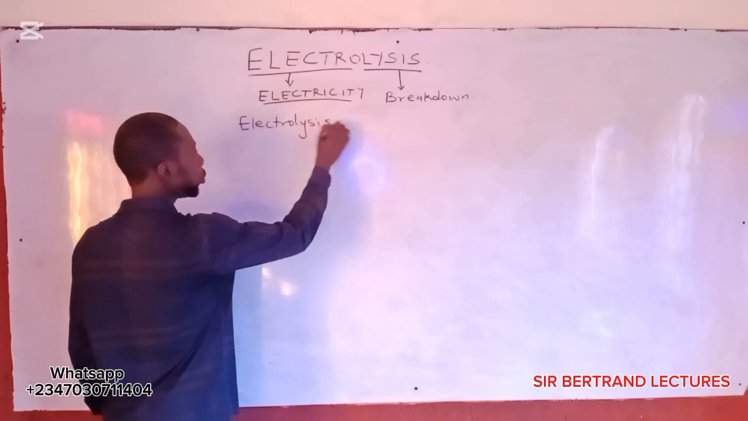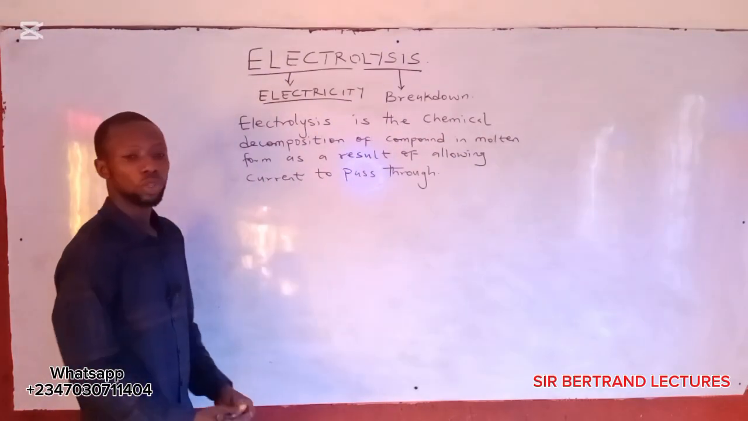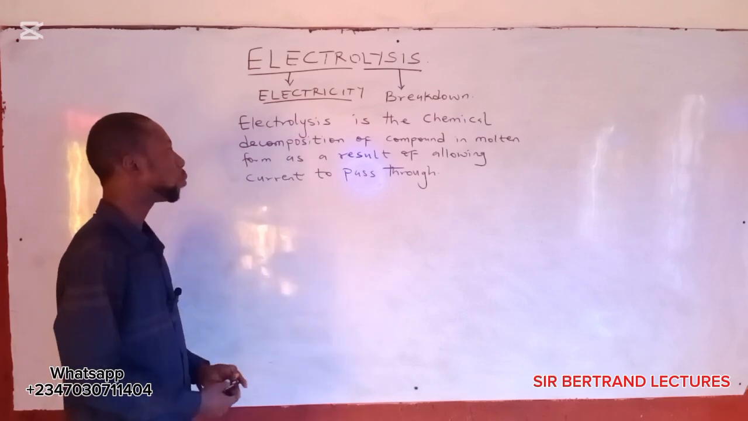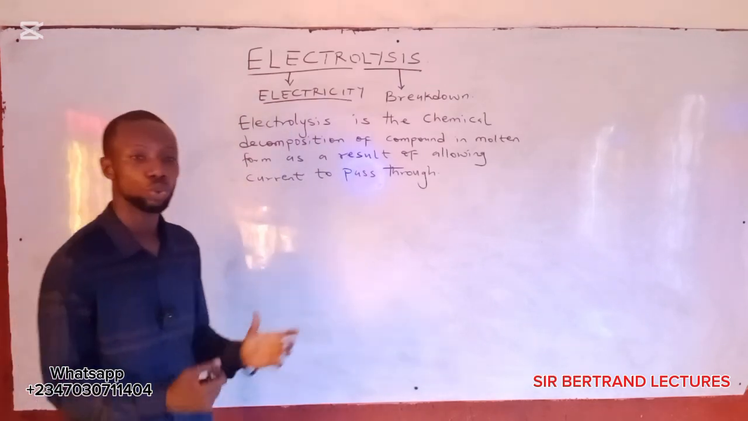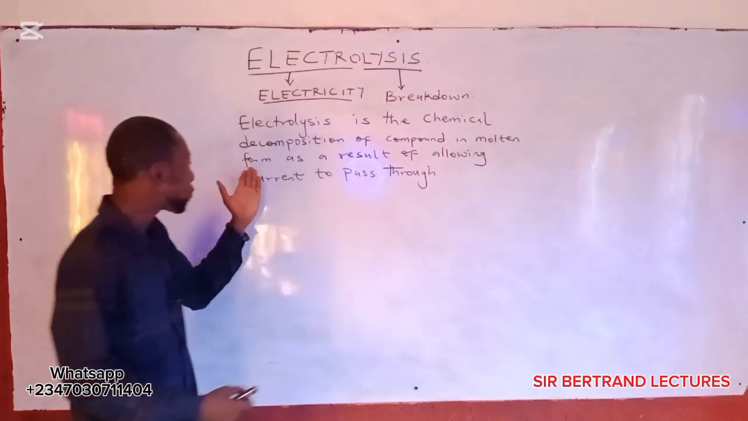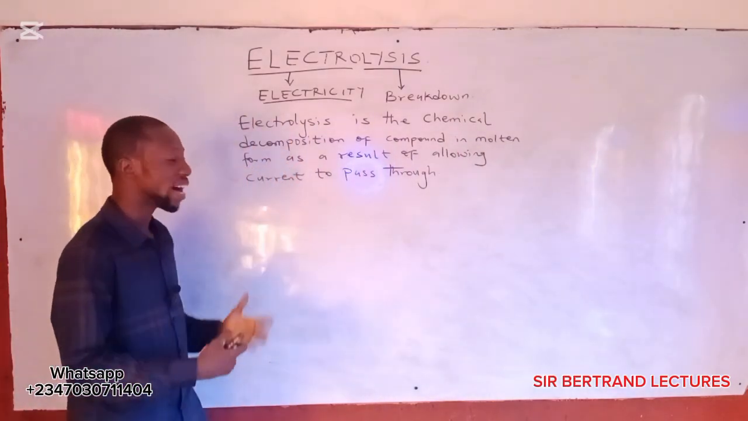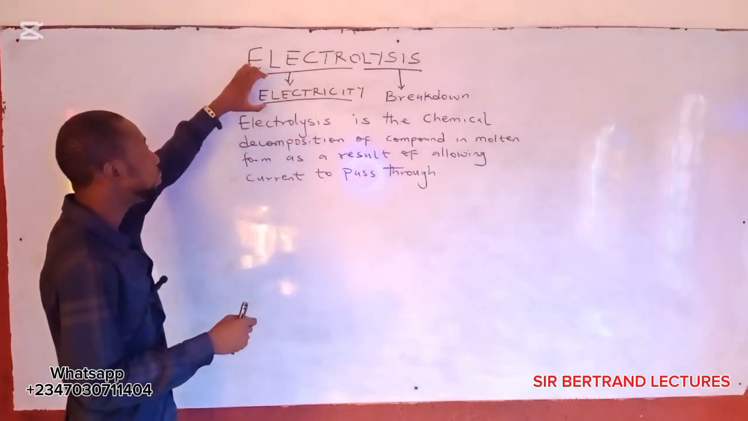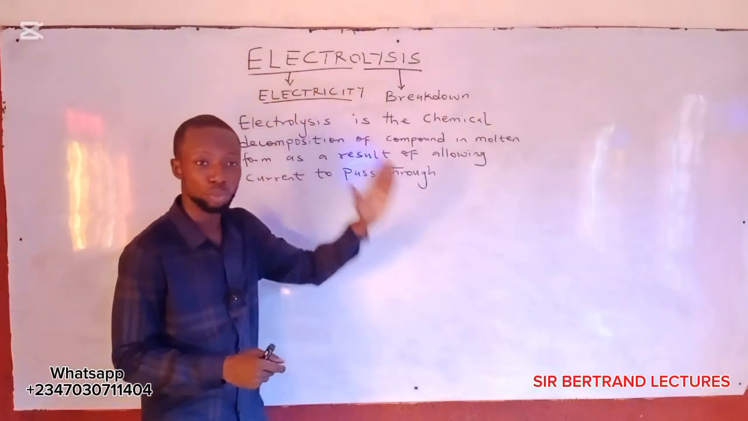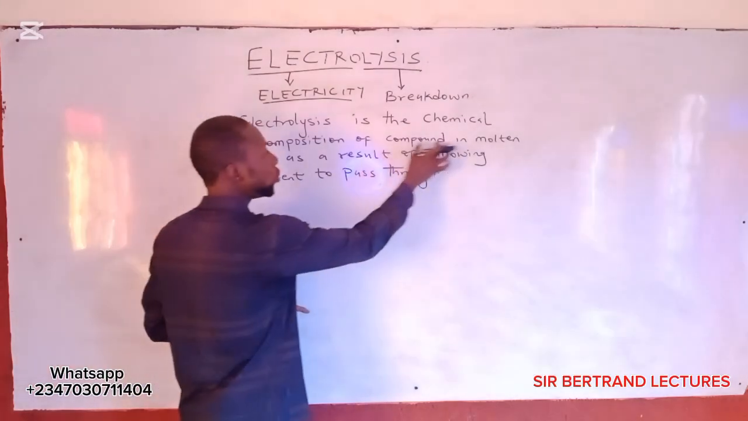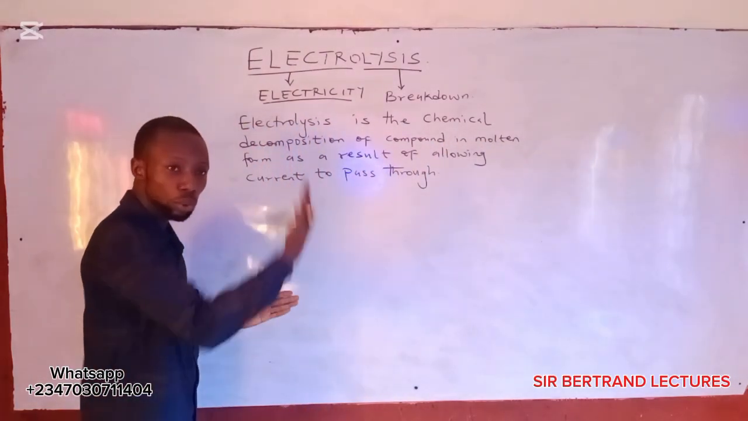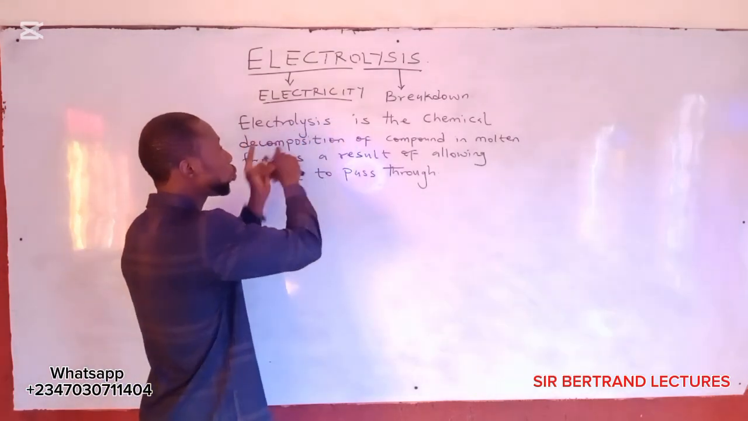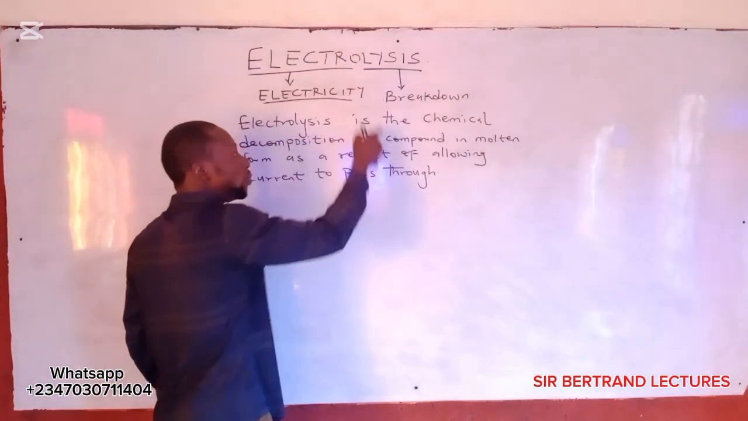Electrolysis on the whiteboard. Electrolysis here on the board is defined as the chemical decomposition of a compound which is in molten form as a result of allowing current to pass through. Look at the word. Electro means electricity, lysis means to break down. So this compound in molten form is broken down as a result of allowing electricity to pass through.